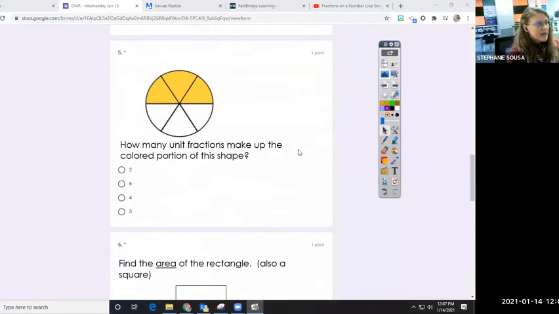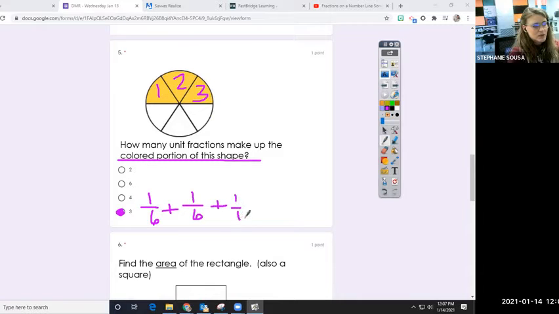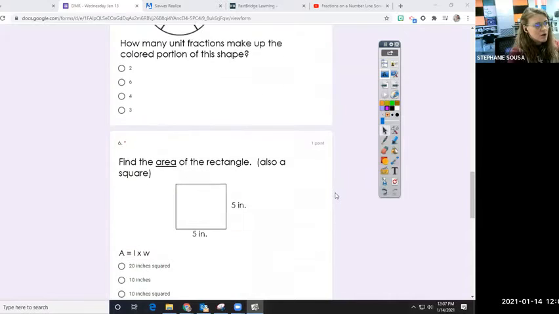Next up, how many unit fractions make up the colored portion of this shape? There are 1, 2, 3. 3 of the pieces are colored, so 3 unit fractions make up the shape. There are 3 1/6 pieces. 1/6 plus 1/6 plus 1/6 equals 3/6. So there are 3. Questions, concerns, comments? No, we're feeling good. All right, your quiz is tomorrow.